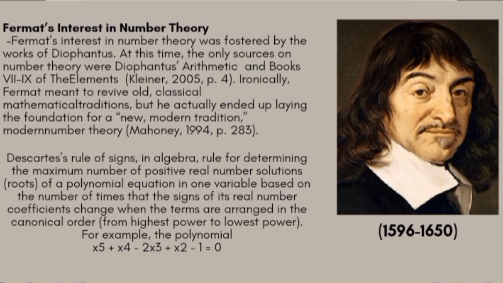Descartes' rule of signs in algebra is a rule for determining the maximum number of positive real number solutions of a polynomial equation in one variable, based on the number of sign changes when the terms are arranged in the canonical order from highest power to lowest power. For example, the polynomial x raised to the power of 5 plus x raised to the power of 4 minus 2x cubed plus 2x squared minus 1 is equal to 0.